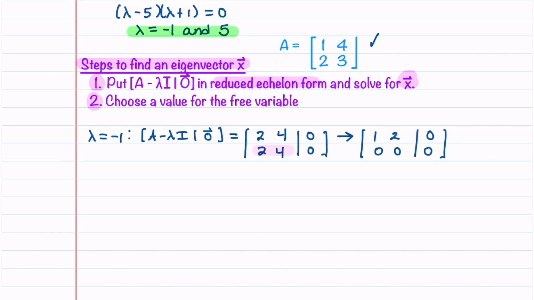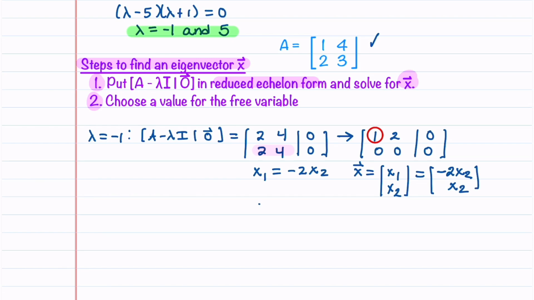Let's now solve for x. We have a pivot in our first row, so that tells us that x1 is going to be equal to minus 2 x2. Our vector x is our vector x1, x2. And we're now going to plug in what we just got for x1. So this gives us a minus 2 x2 and then an x2. And then we can just pull out an x2. And that's our free variable. And we have a minus 2 and a 1.